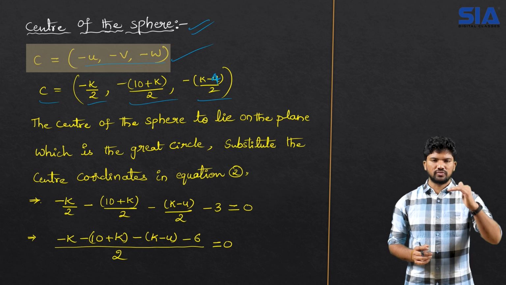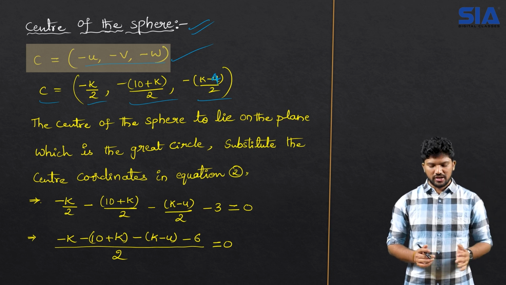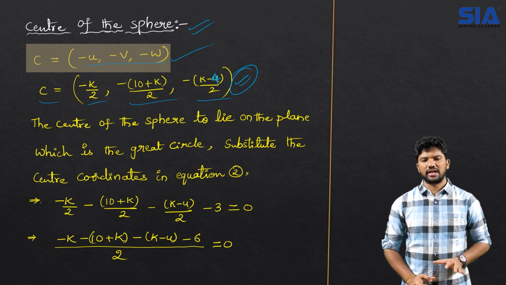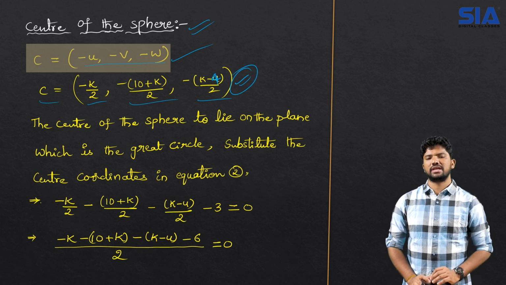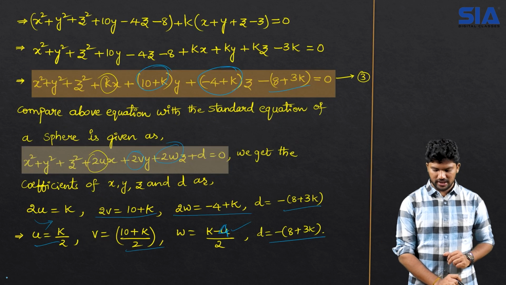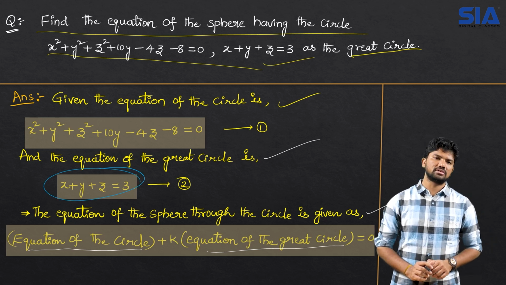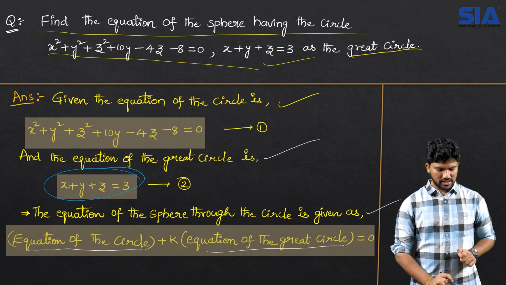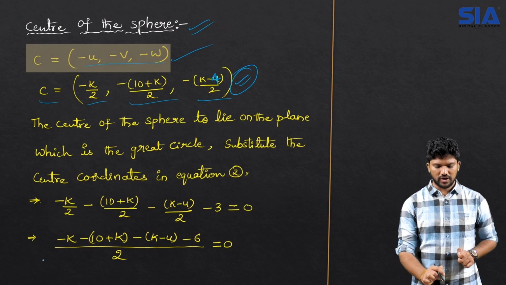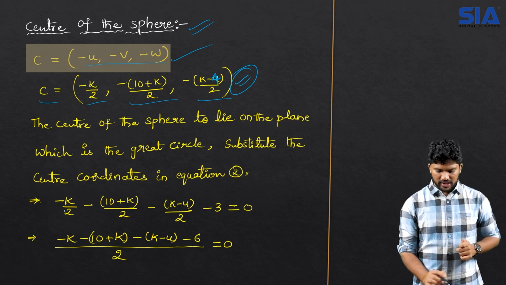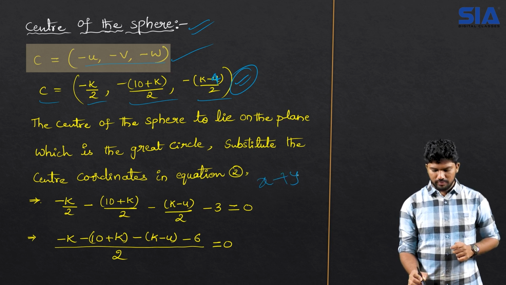To find the great circle equation, whatever center coordinates we obtained, we have to substitute them in equation number 2. What is equation number 2? This is equation number 2, the great circle. x plus y plus z is equal to 3. In that place, substitute the center values. So what is the great circle equation? x plus y plus z minus 3 is equal to 0, right?